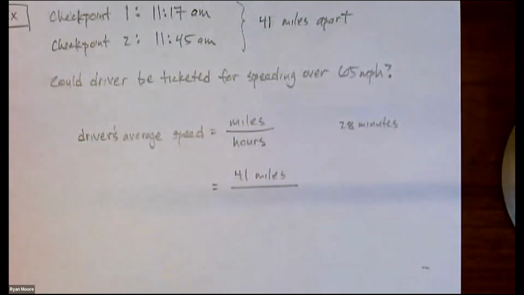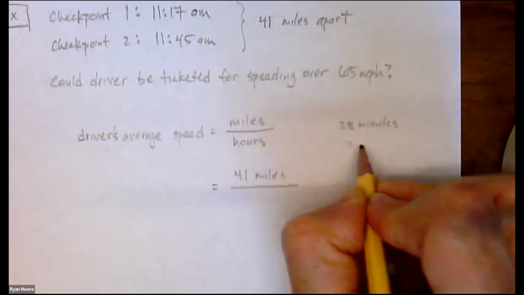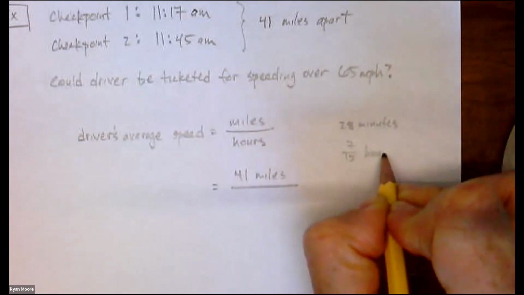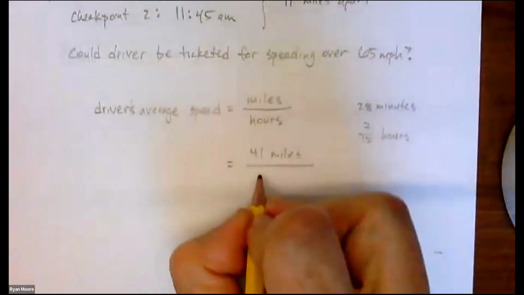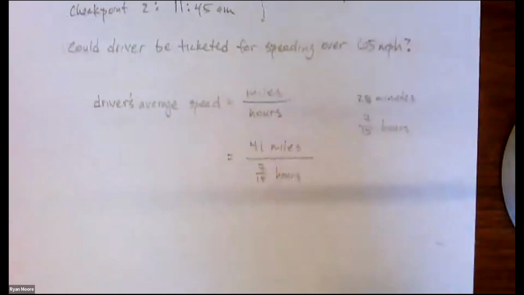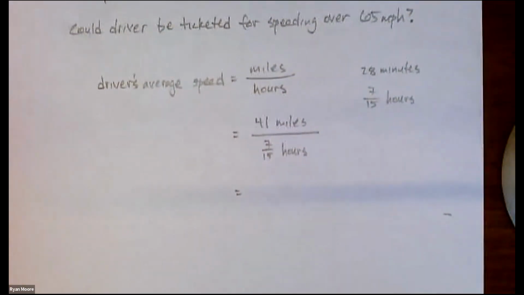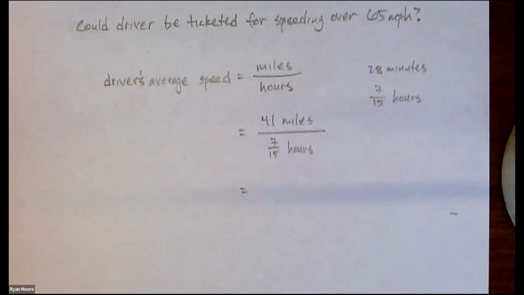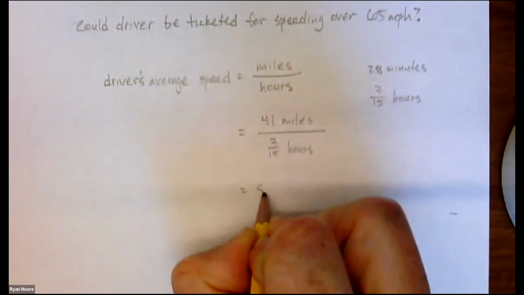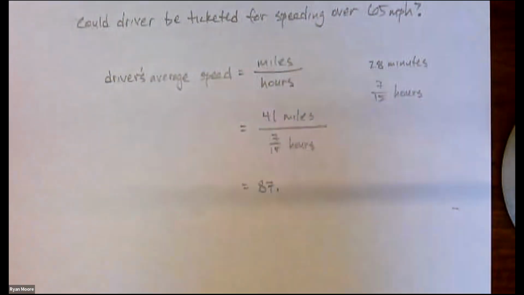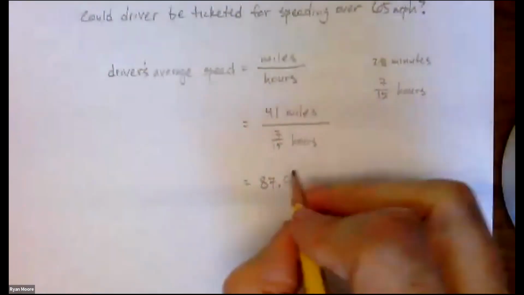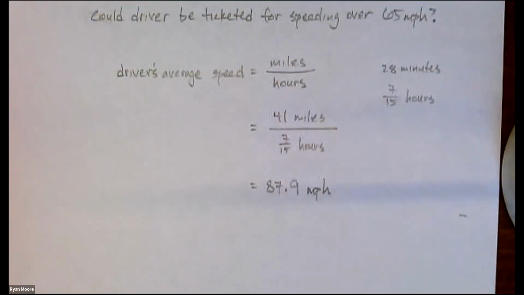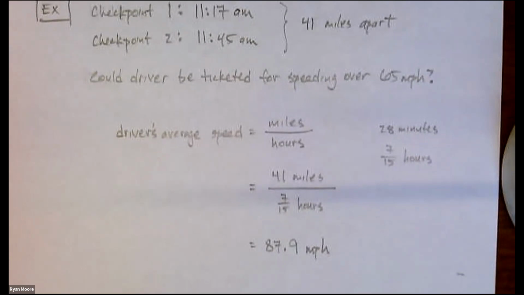If we divide that by 60, I'm going to keep it just as a fraction. I got 7/15 hours, just for now. We'll probably round it in the end. So let's see. How many miles per hour was this person averaging? Well, 41 miles over 7/15 of an hour. They were averaging just a little below 87.9 miles per hour. Okay, yeah, I think we can give them a ticket.